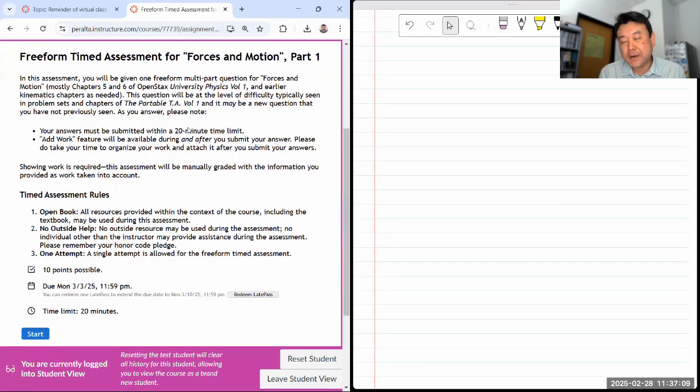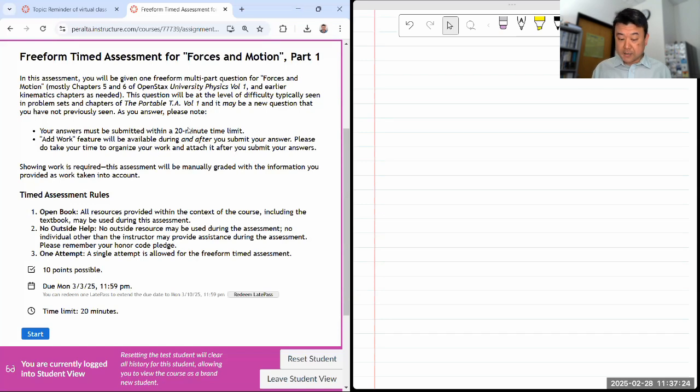So part one should be a little bit simpler. Part one and two are divided in this way. In part one, usually it's a single object question. And in part two is where you will usually have multiple objects interacting. So in part one, it's single object.